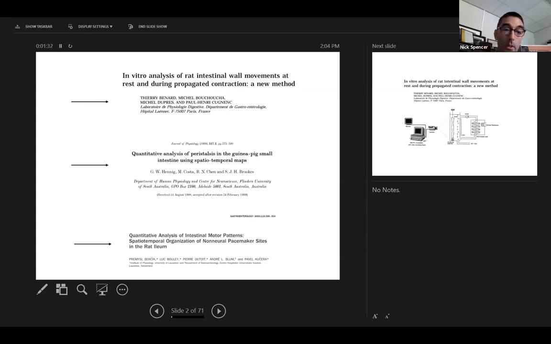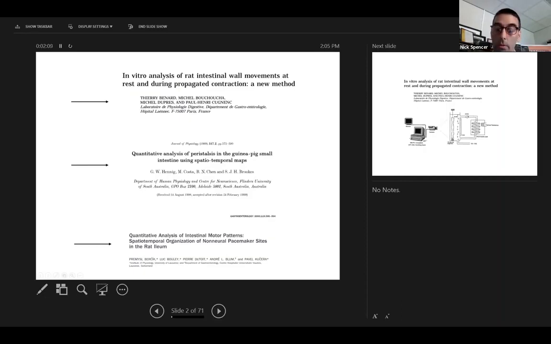So 20 odd years ago, 3 different groups more or less came out with a similar technique. This is applied to the gut now. Dr. Bachaucha's group in Paris published a paper about 21 years ago showing spatiotemporal mapping in isolated segments of gut. Dr. Costa at Flinders University in Adelaide showed a very similar approach, and Premsor Bursek in Lucerne in Switzerland. So spatiotemporal mapping on its own is not new.